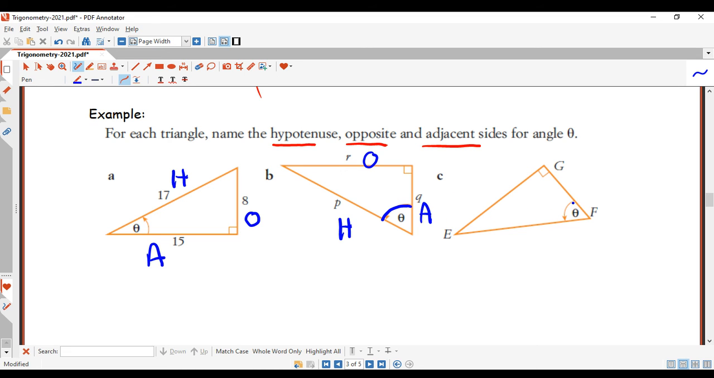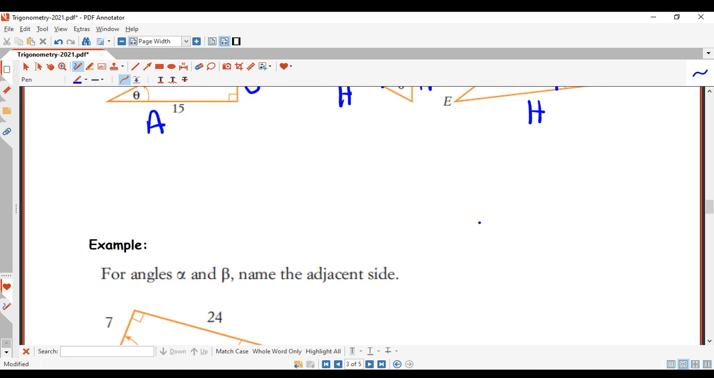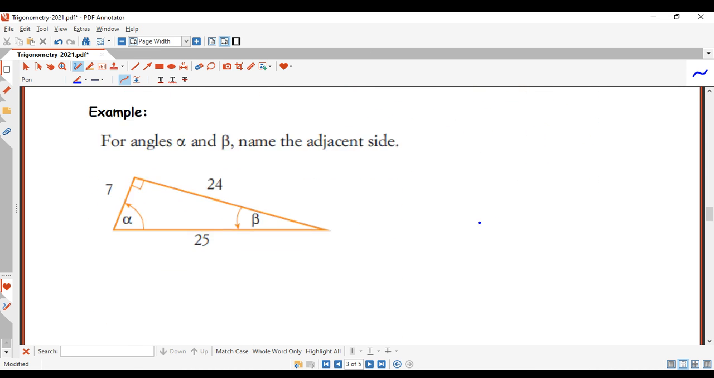Now, what about this triangle here? Here's my marked angle. Let's start with the right angle. The side opposite the right angle is the hypotenuse. The side furthest away from the marked angle is the opposite side. And then the side next to the marked angle is the adjacent side. Okay, so if I said to you what's the opposite side, you could say it's side EG. If I said to you what's the hypotenuse, you could say it's side EF. And if I said to you what's the adjacent side, you could say it's side GF. Okay. All right, now let's try this.